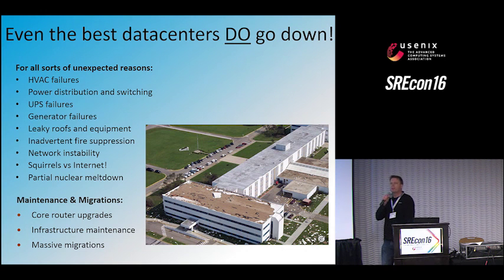So the truth is, even the best data centers do go down for all sorts of reasons, from HVAC failures to squirrels to partial nuclear meltdowns and everything in between. And so we have to plan for that.